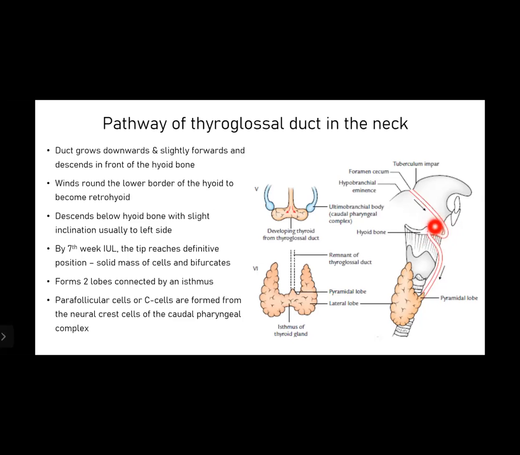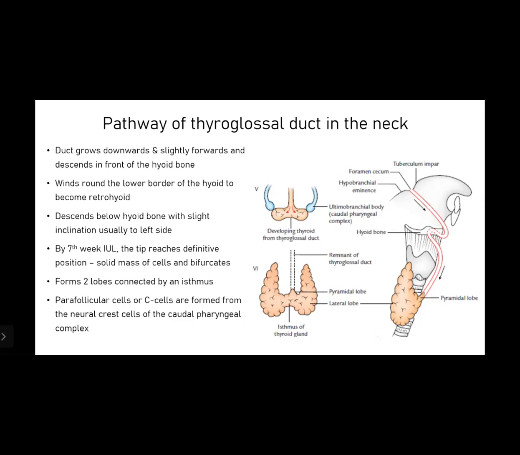So from the front, it winds like that at the inferior border, and it becomes retrohyoid. And then from this position, it again descends below the hyoid bone with a slight inclination, mostly towards the left side. And then it goes on until it reaches this area where it becomes bifid. And the cells multiply, and it becomes the lobes of the thyroid gland, which is connected in the middle by the isthmus.